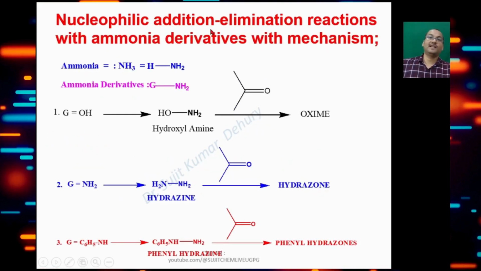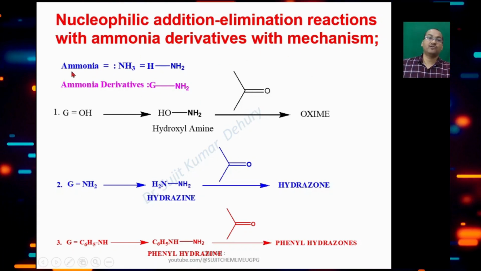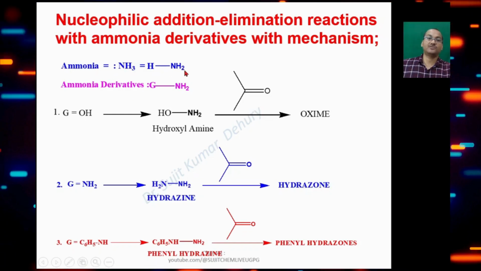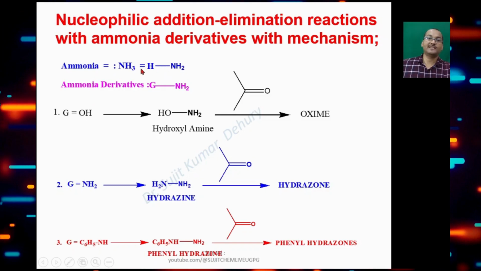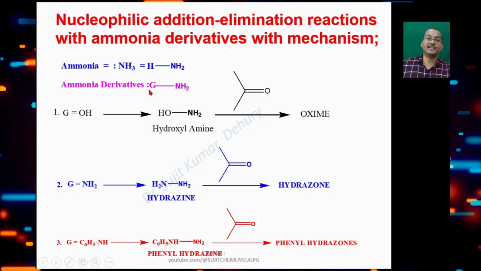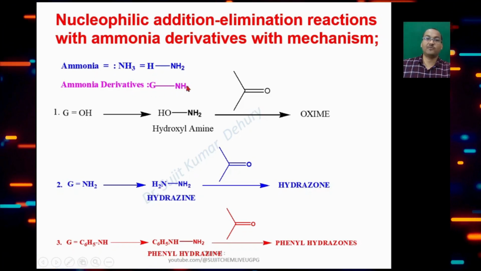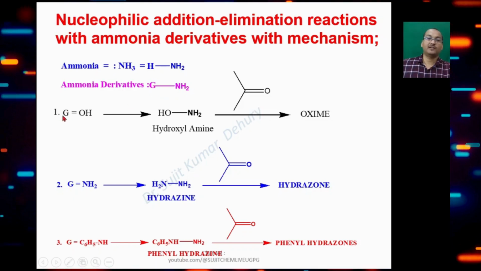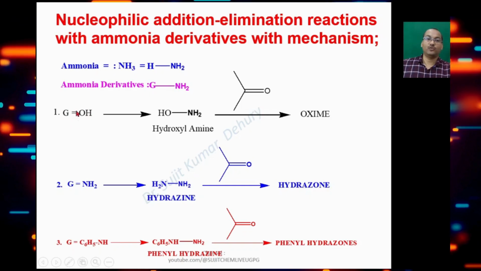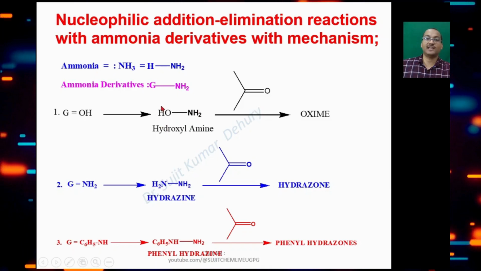Next is nucleophilic addition-elimination reactions with ammonia derivatives, with mechanism. We know the ammonia formula is NH3, which we can write as H-NH2. Similarly, if we replace this hydrogen with another group, we get an ammonia derivative. In general we write G-NH2 as ammonia derivative. When instead of hydrogen we take the OH group, it becomes OH-NH2, known as hydroxylamine.